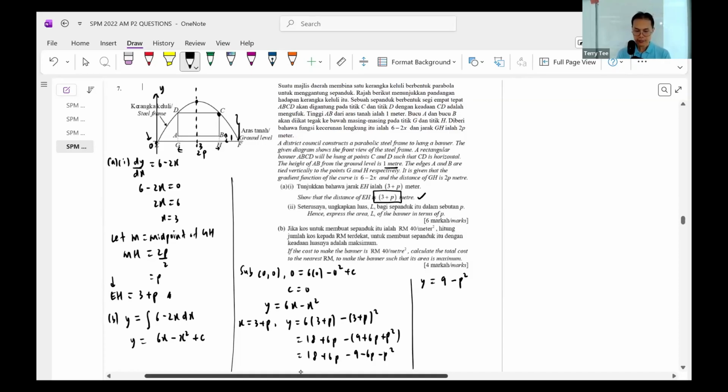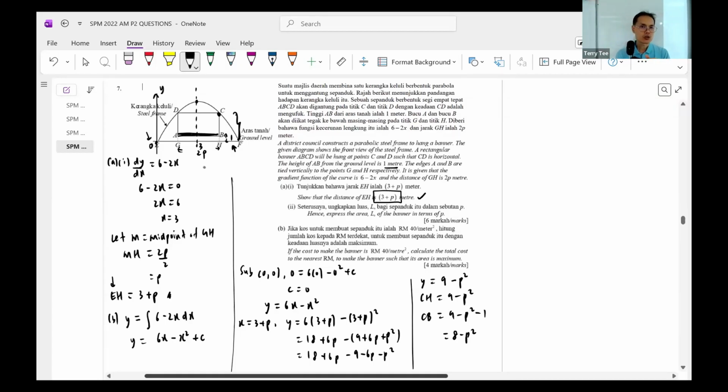Okay, now that is your y. Now the y value actually represents CH, C to H, right? This is your CH. CH is 9 minus p squared, which is the length from here to here, yeah? But I want to find the area of the banner. That means I can find CB. CB, right, you need to minus what? Take CH minus 1. Why minus 1? Because the question already says that this frame, this length of AB, is 1 meter from the ground level. So when you take 9 minus p squared minus 1, you're left with 8 minus p squared. So your CB, which is the width of the banner, is 8 minus p squared.